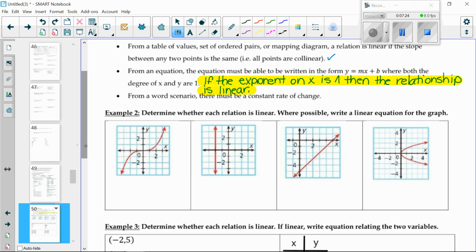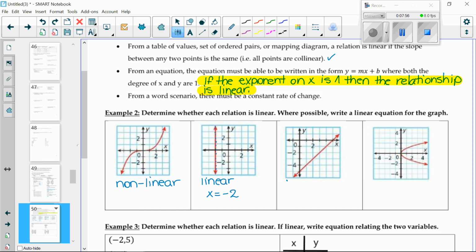So is this one linear? No, because it's a curve, so it is non-linear. Is this one linear? It sure looks like a straight line, so this is linear. And we should be able to come up with an equation. There is no y-intercept. All of the points have an x value that is -2. Therefore, our equation is x equals -2.